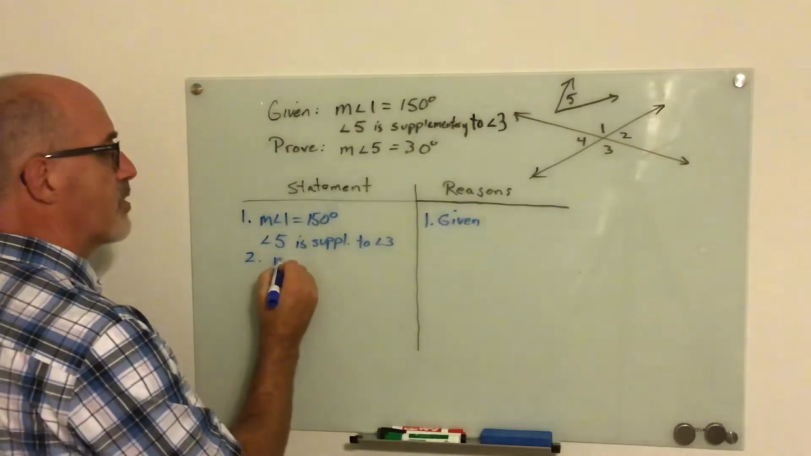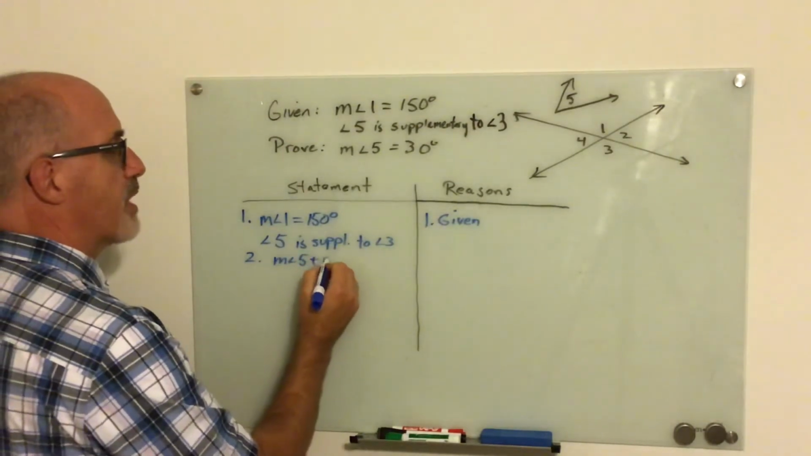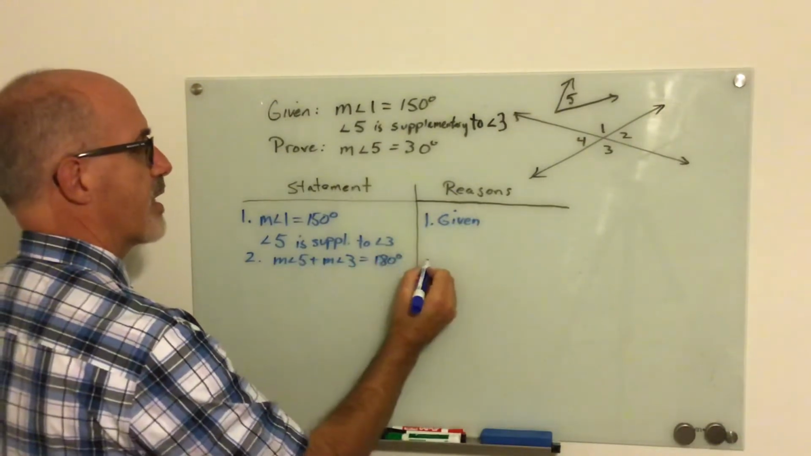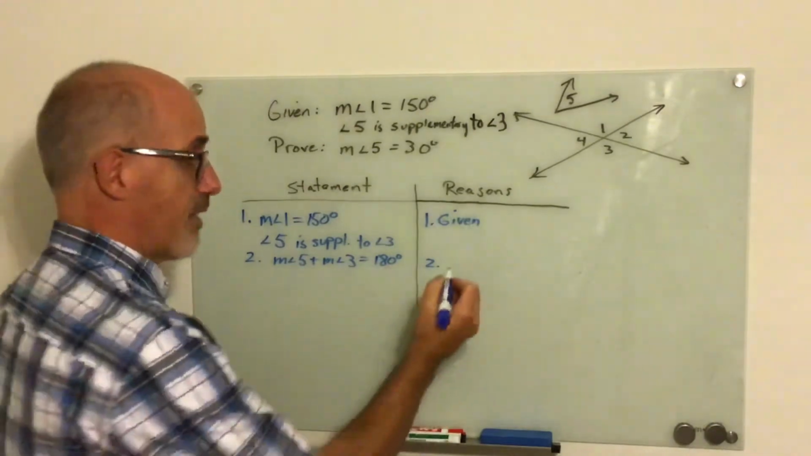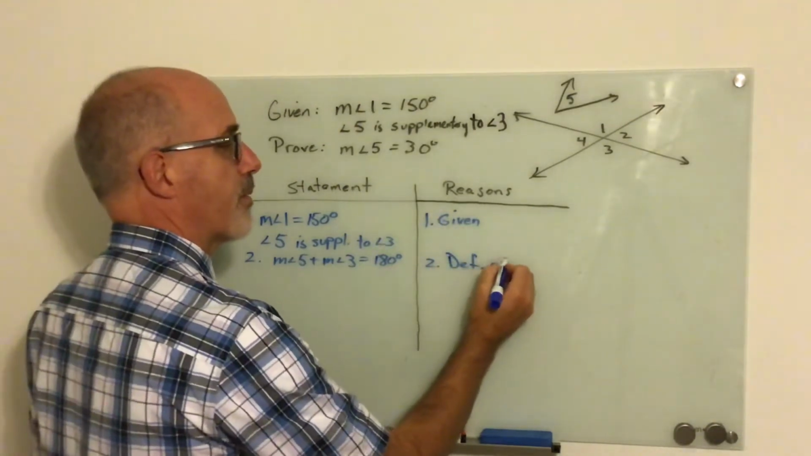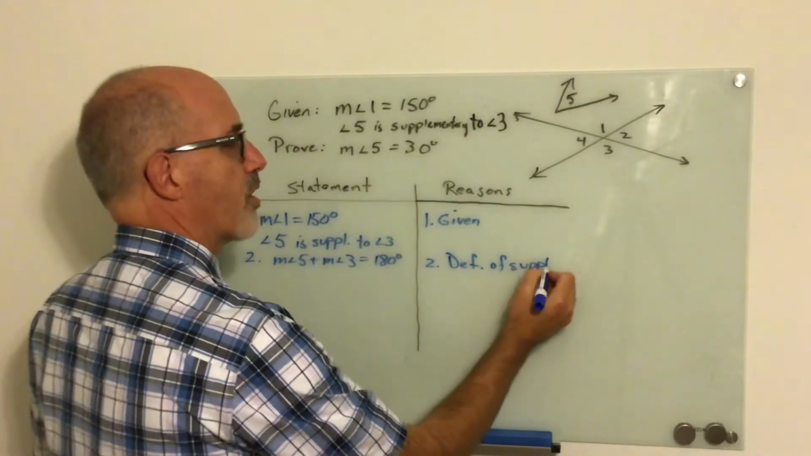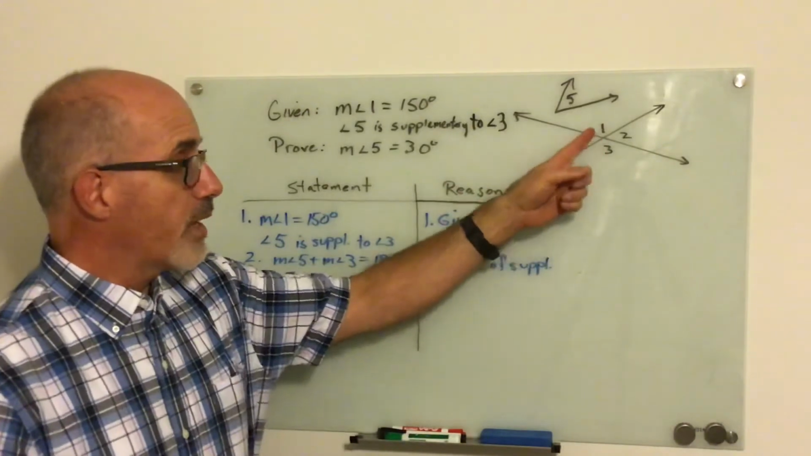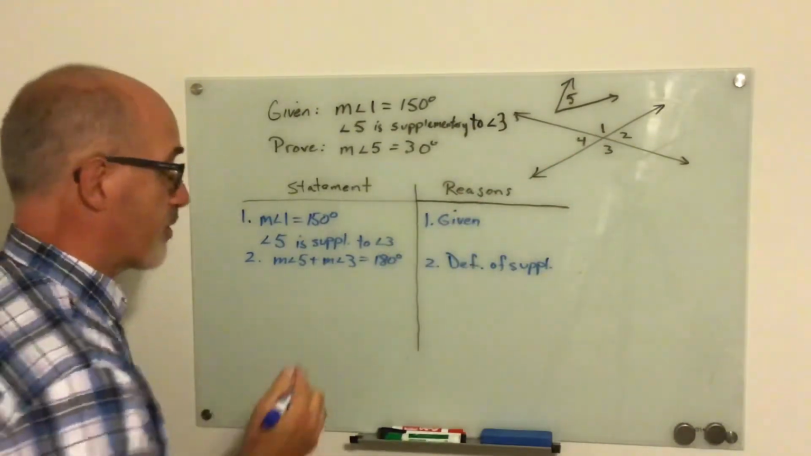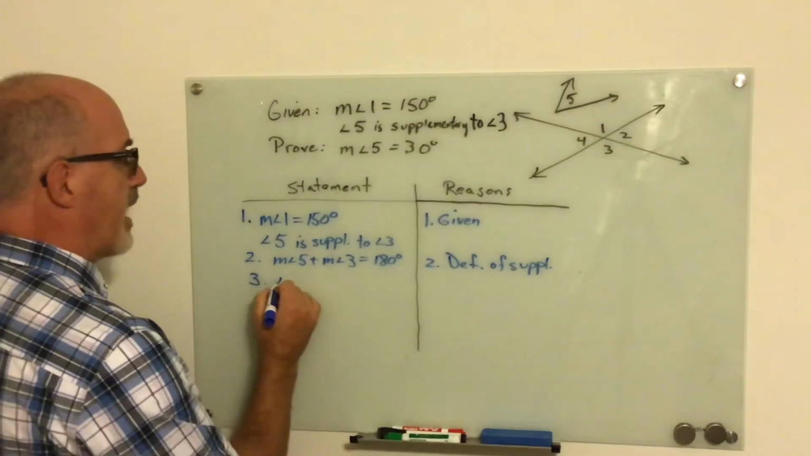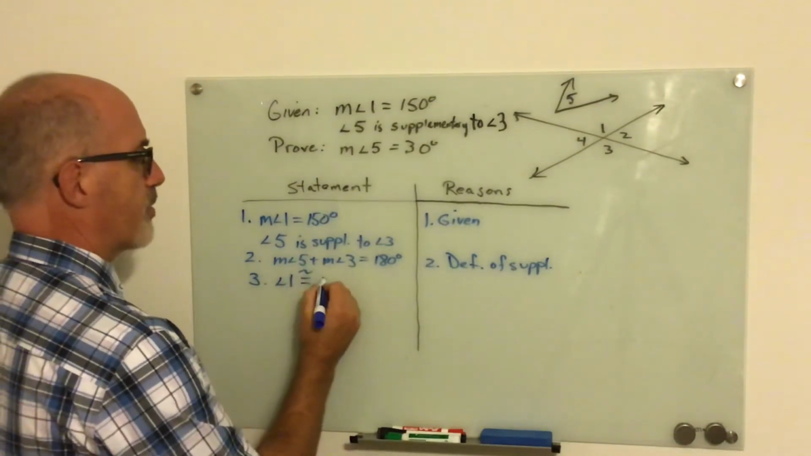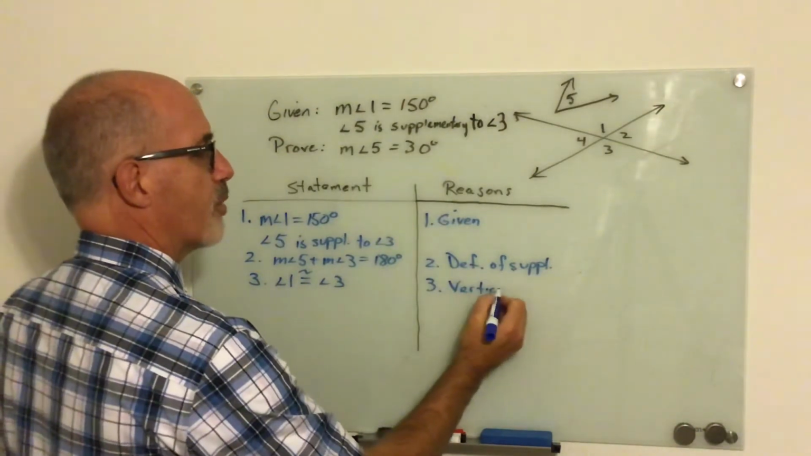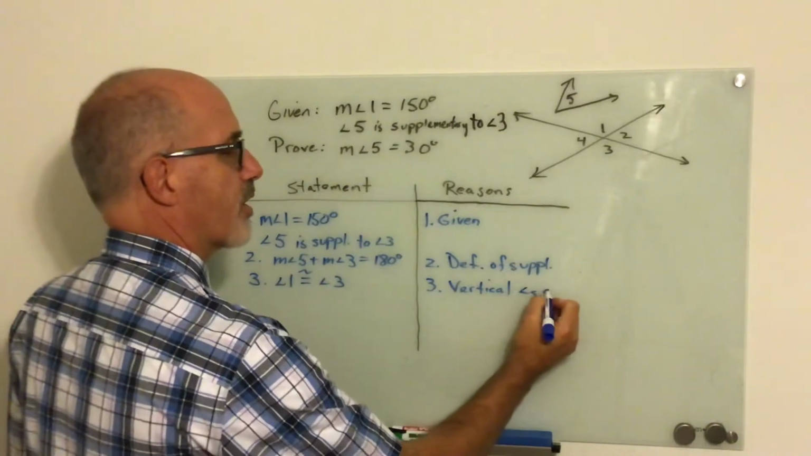So we take the measure of angle 5 plus the measure of angle 3 is going to be equal to 180 degrees. And that is by the definition of supplementary. Now let's turn our attention to the idea of vertical angles. We know that 1 and 3 are going to be congruent because they're vertical angles. So let's state that angle 1 is congruent to angle 3, and that's by our vertical angle theorem, which says that vertical angles are congruent.